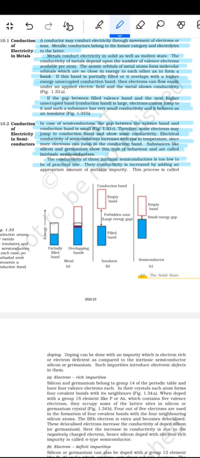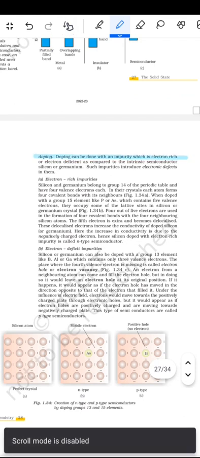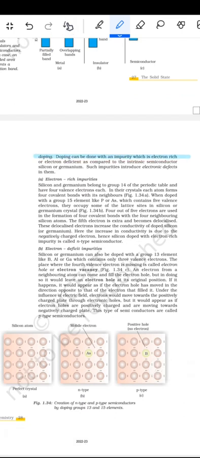Their conductivity is increased by adding an appropriate amount of the suitable impurity. This process is called as the doping. Doping can be done with an impurity which is electron rich or the electron deficient as compared to the intrinsic semiconductor, silicon or the germanium. Such impurities introduce electronic defects in them.